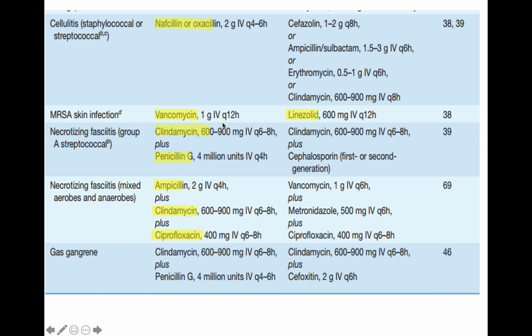MRSA, vancomycin, linezolid حكيناهم. Necrotizing fasciitis, so clindamycin plus penicillin. And then we mentioned the other ones. Necrotizing fasciitis الanaerobes كانوا ampicillin, clindamycin, ciprofloxacin. So you're covering gram positive, gram negative, anaerobe. Gas gangrene, anaerobes plus penicillin for the cell wall. تمام.